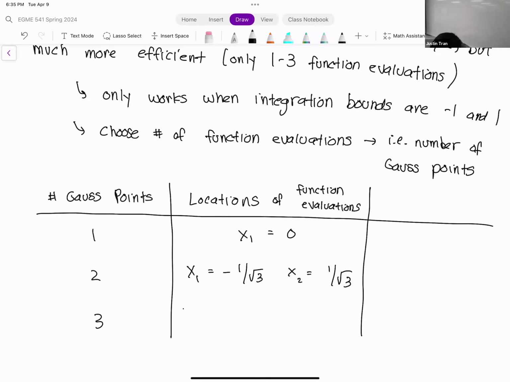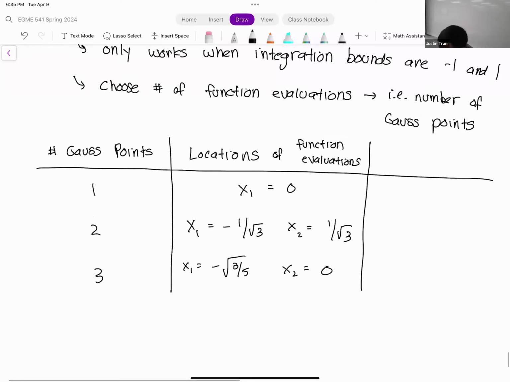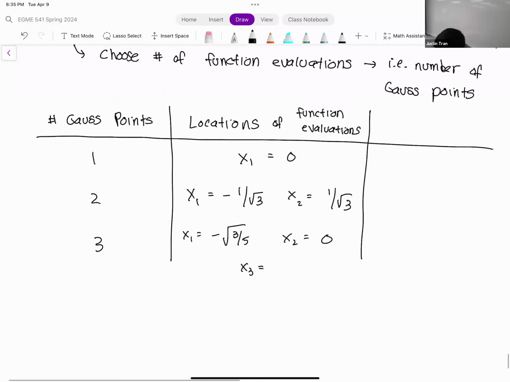And then if you do a 3-point rule, x1 is going to be at -√3/5. x2 is going to be at x equal to 0. And then x3 is going to be at +√3/5. And the last column that we have here are the weights.